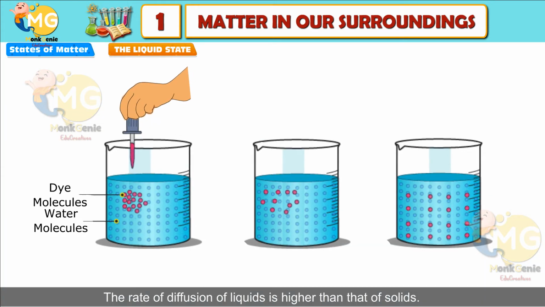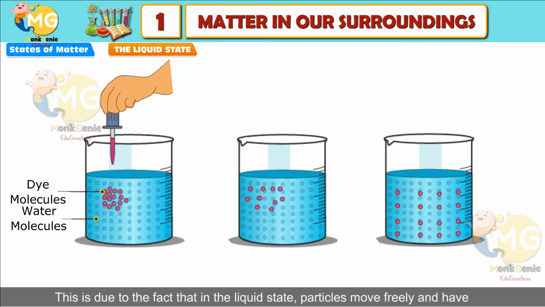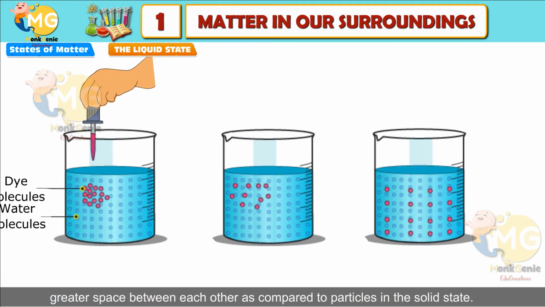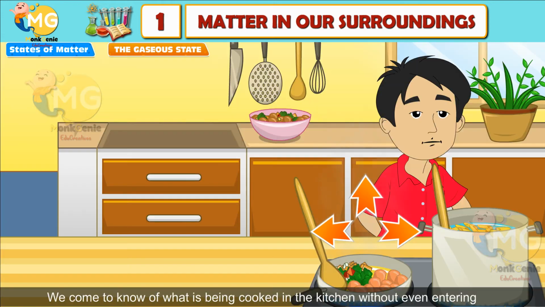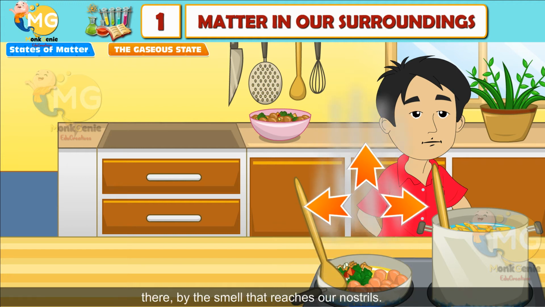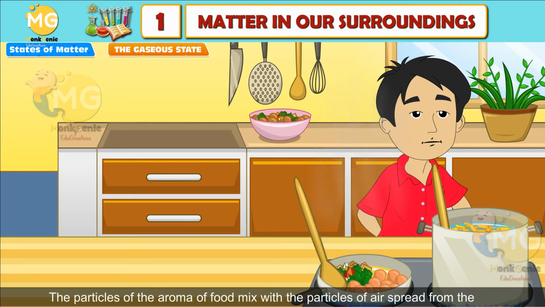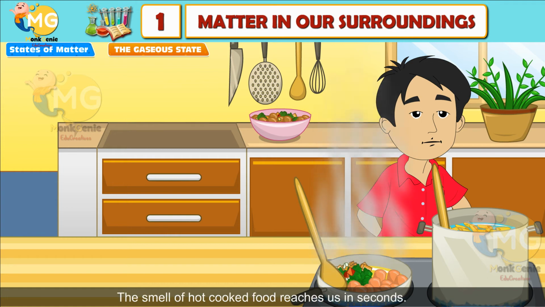The rate of diffusion of liquids is higher than that of solids. This is due to the fact that in the liquid state, particles move freely and have greater space between each other as compared to particles in the solid state. The gaseous state. We come to know of what is being cooked in the kitchen without even entering there, by the smell that reaches our nostrils. The particles of the aroma of food mixed with the particles of air spread from the kitchen reach us and even farther away. The smell of hot cooked food reaches us in seconds.